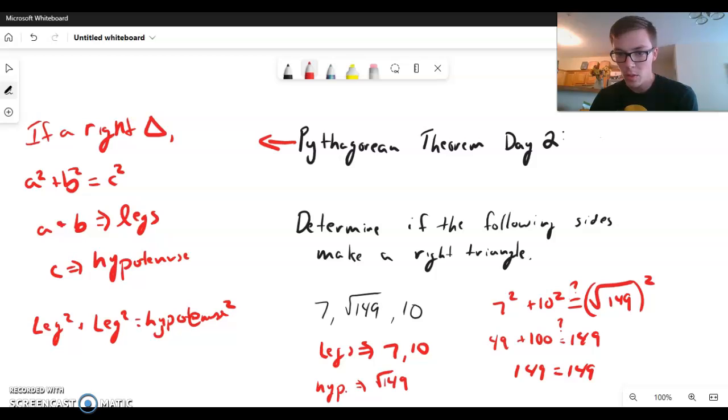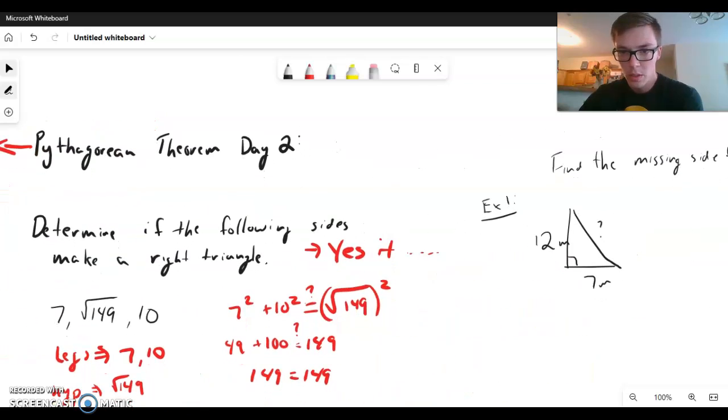So is this a right triangle? We would go back and say, yes, this is a right triangle, because the Pythagorean theorem works. The Pythagorean theorem tells us that it does. So we can use the theorem to prove if something is a right triangle or not.